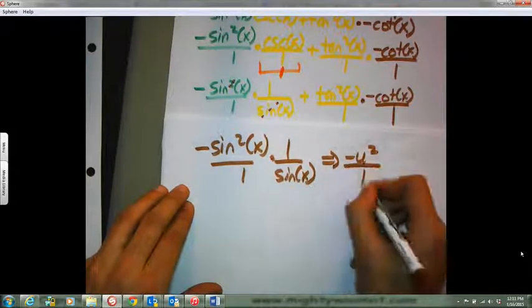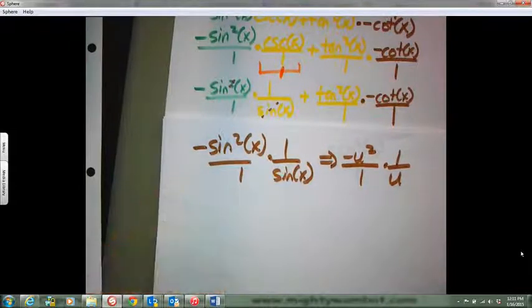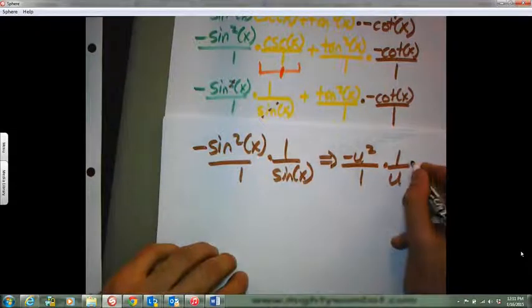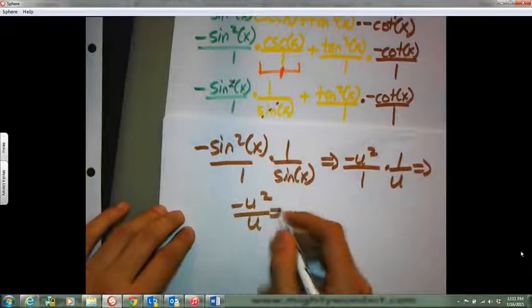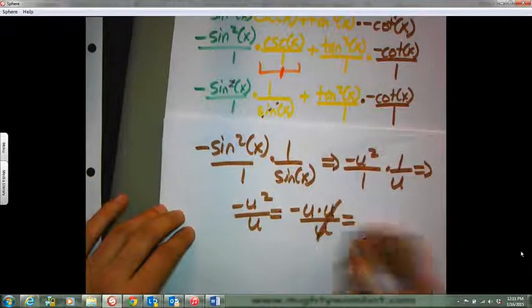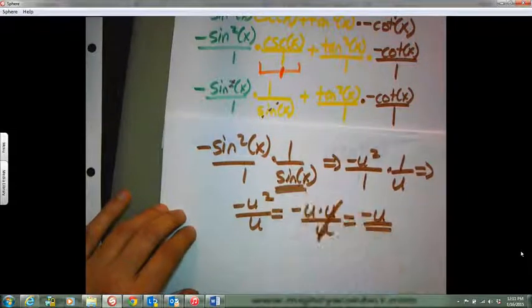Brianna, please look up here. Others who have questions. So we're saying let u equal sine of x. So when you multiply this, you have negative u squared over u, which is the same as negative u times u over u. These u's go away. You're left with negative u. What was u? Sine of x. That's exactly what Chepe said, except in pictures.